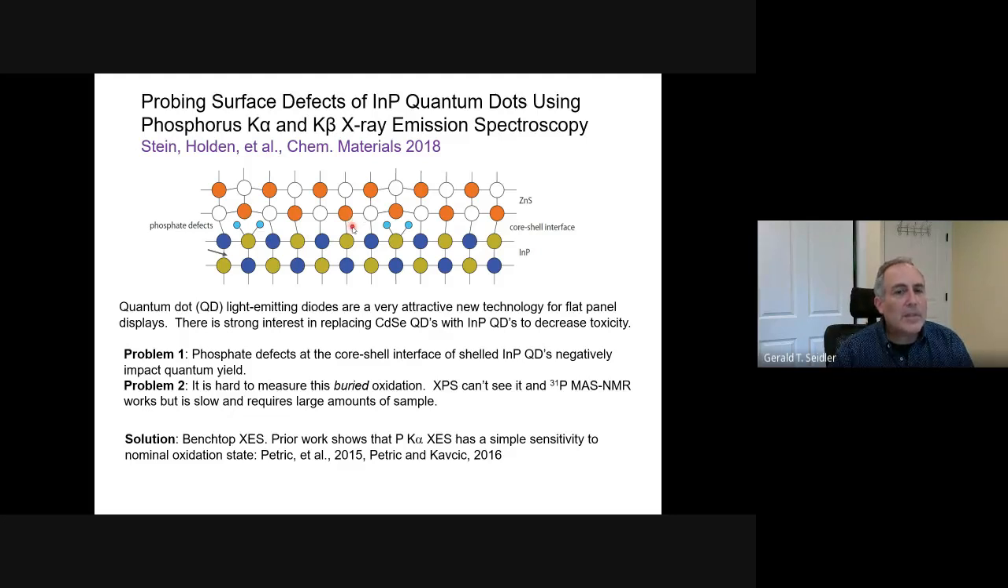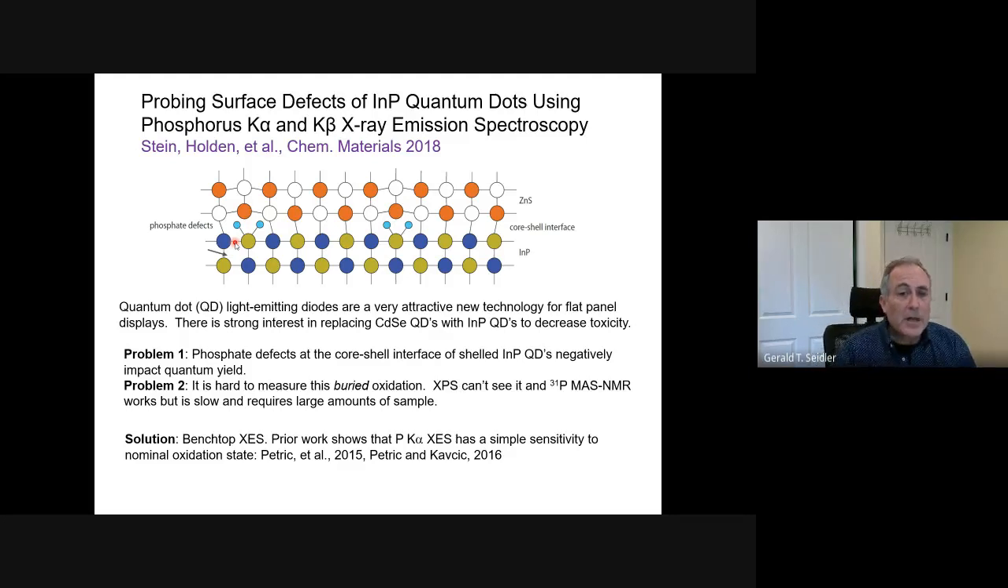And the hypothesis was that the reason why some quantum dots, indium phosphide quantum dots, are better than others was how good a job you did of preventing this from happening, of preventing getting phosphate defects at the interface between the indium phosphide and the zinc sulfide.